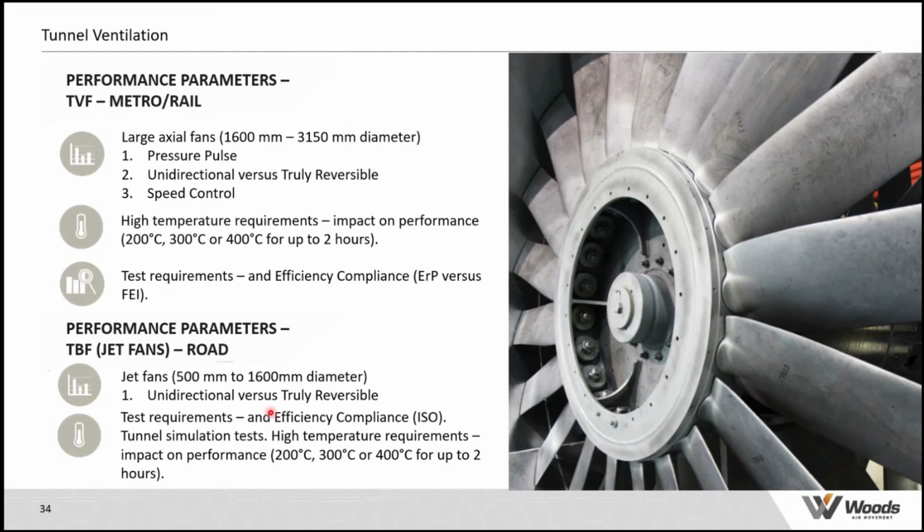The jet fans are a much smaller range, so they're generally 500 millimeter up to 1600 millimeter. Again, unidirectional or true reversible. I would say that probably 90% of the products are reversible. It's a very common requirement, even if they're not really needed to be reversible. They're nearly always specified as reversible, and they are tested and certified for 200, 300 and 400 degrees C.